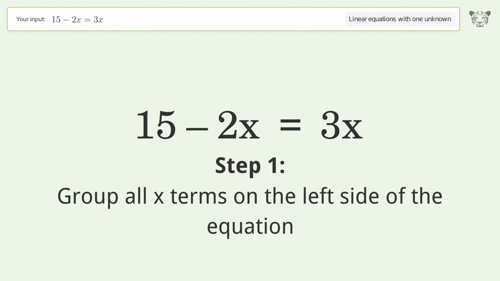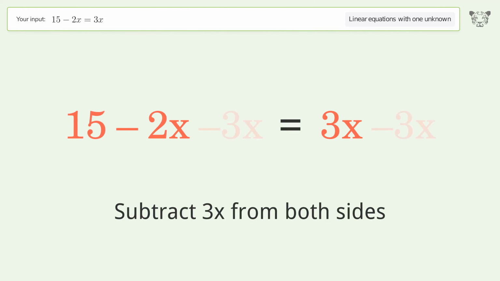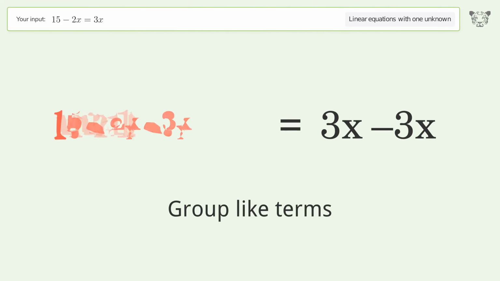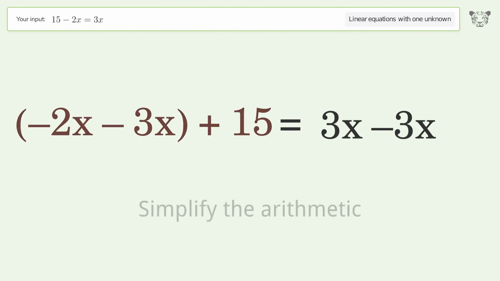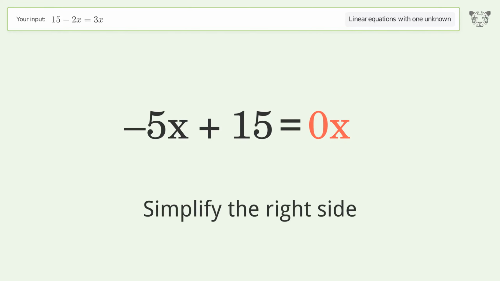Group all x terms on the left side of the equation. Subtract 3x from both sides. Group like terms. Simplify the arithmetic. Simplify the right side.